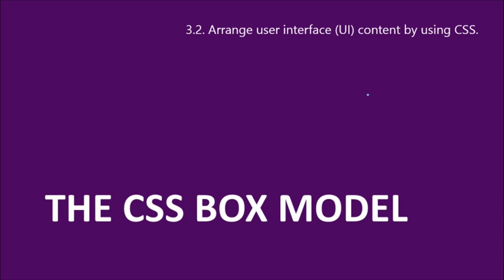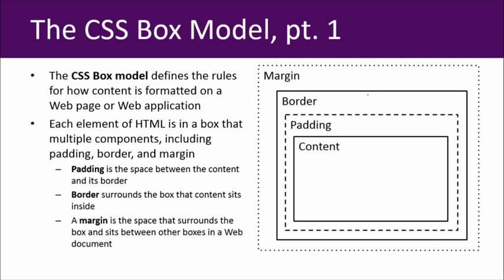Let's talk about the CSS box model first. The CSS box model defines the rules for how content appears on a web page, right? So it's not just that we have text on a page, it's a lot more complex than that. And each element of HTML is a box that contains multiple components. Okay, so you have your content here on the inside. So this would be like a paragraph of text.